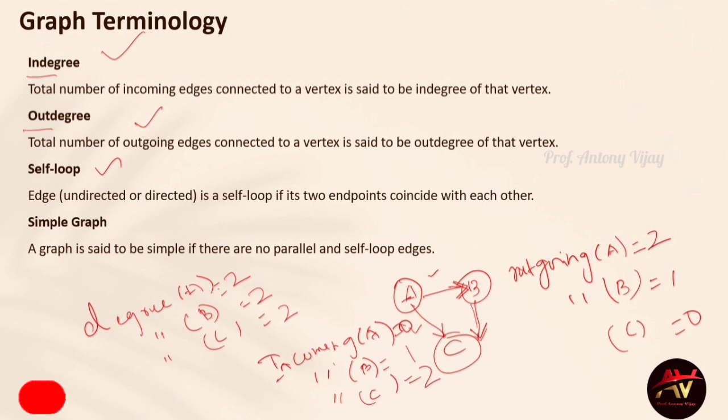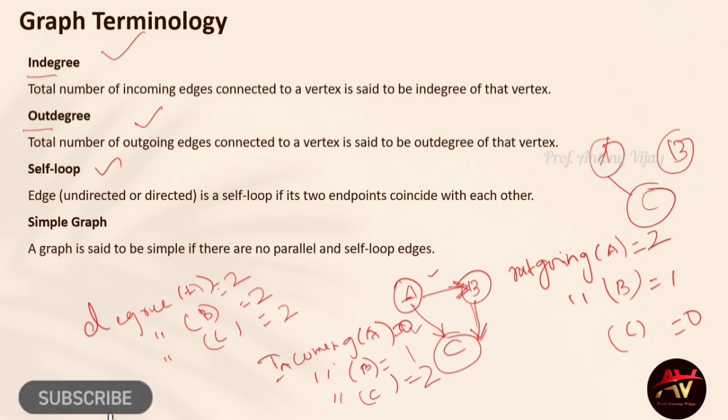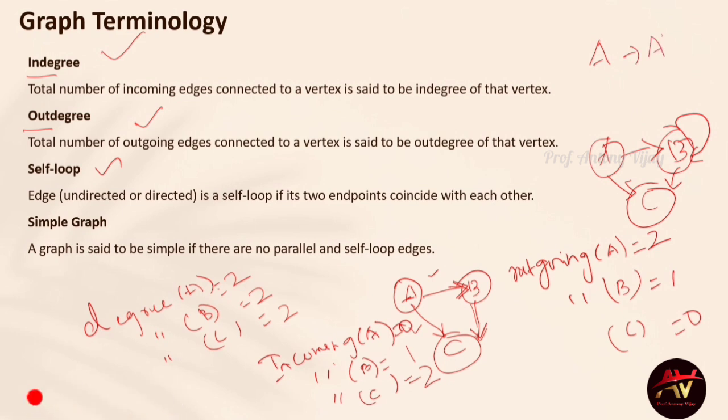Self loop means what? For example, we have a graph like this: A, B, and C. Sometimes a vertex has a self loop like this line. Sometimes we have to form a matrix, and at that time we have to assign a value: is there any self loop? So in this particular 3 vertex graph, A to A is 0.